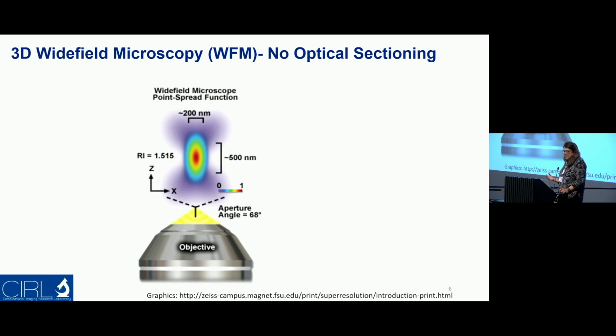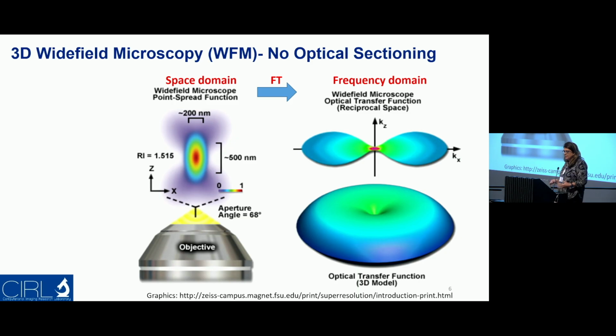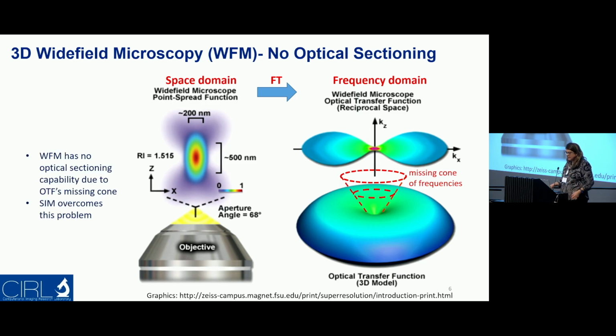However, 3D wide field microscopy is known for not having the optical sectioning capability. If we look at the Fourier transform of the point spread function, we know that this limited bandwidth optical transfer function has a distinct missing cone of frequencies. And because of that, nothing can be transmitted through that cone, which leads to the lack of optical sectioning capability.